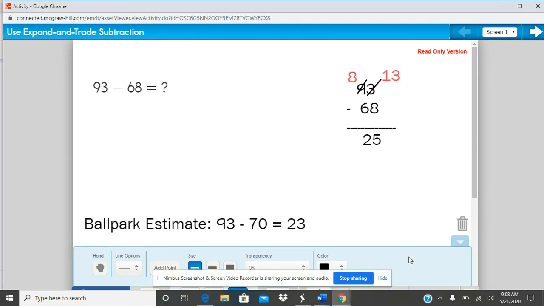All right, so if you are watching this, this means that you already came up with your ballpark estimate and tried to solve 93 minus 68. So what we have here is our ballpark estimate, which is what we're going to start with.